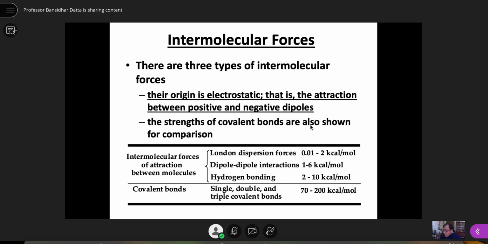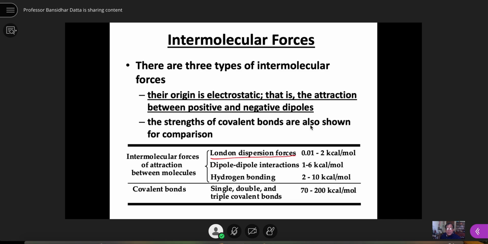Their origin is electrostatic, the attraction between positive and negative dipoles. The strength of covalent bonds is also shown for comparison. It's the strongest bond. Intermolecular forces are very weak forces. There are 3 different types. Please write it down. Intermolecular forces of attraction between molecules have three different types.